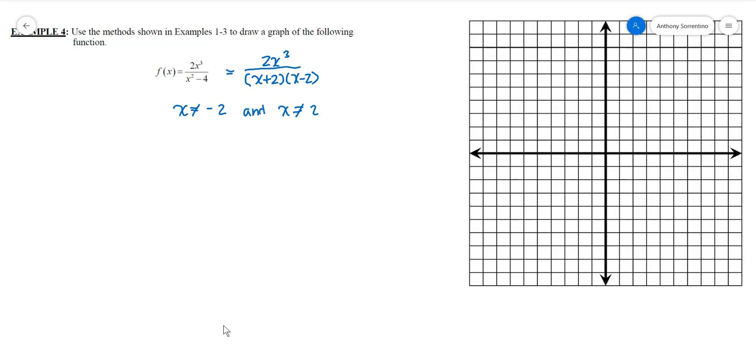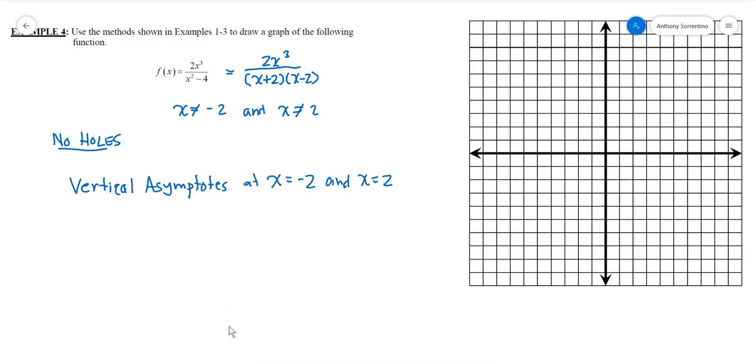Well, as you can see here, there is no division that can be done. So there's no cancellation. So I don't have any holes. There are no holes on this one. But what I do have are 2 vertical asymptotes. So I have vertical asymptotes at both x equals negative 2 and x equals 2. I'm going to go to the graph and put those in a while. Again, it's going to help me figure out some things about the graph later, but right now that doesn't really give me anything on the graph.